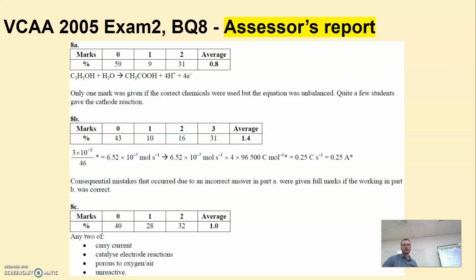Oh, yeah, I said ignore part B. So 32% got 2 marks. Any two of: carry current, catalyze the electrode reactions, porous. We mentioned that. They're unreactive. I didn't mention that, but they are. We want unreactive electrodes when using gaseous components or when using two aqueous components that transfer.